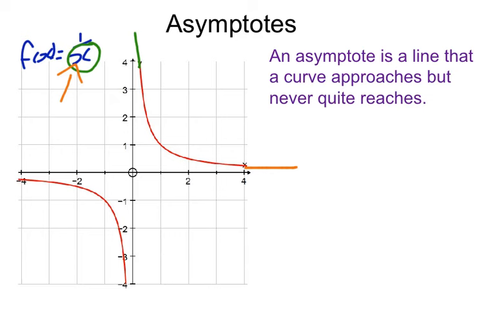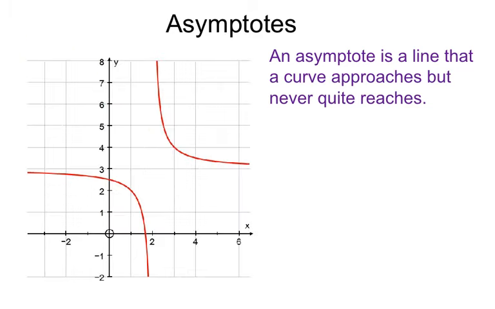So remember, an asymptote is any line that a curve approaches but never quite reaches. And it's not always the axes. So let's have a look at another example. This one here. It's any line that the curve approaches but doesn't reach.